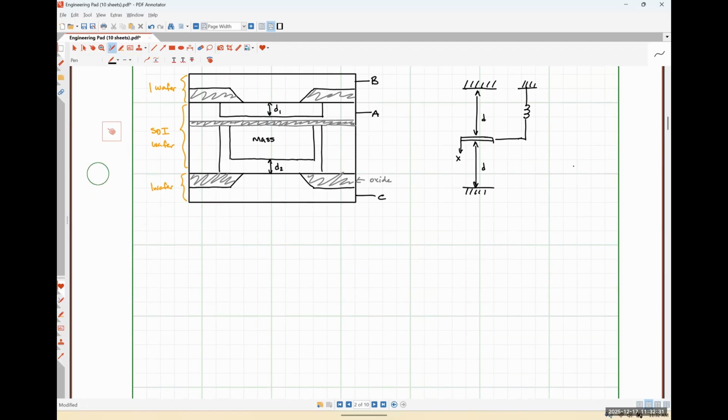So that overall, we would have an electrical system that looks something like this. So here's terminal B. We have a variable capacitor. So I'm going to call this CW1.